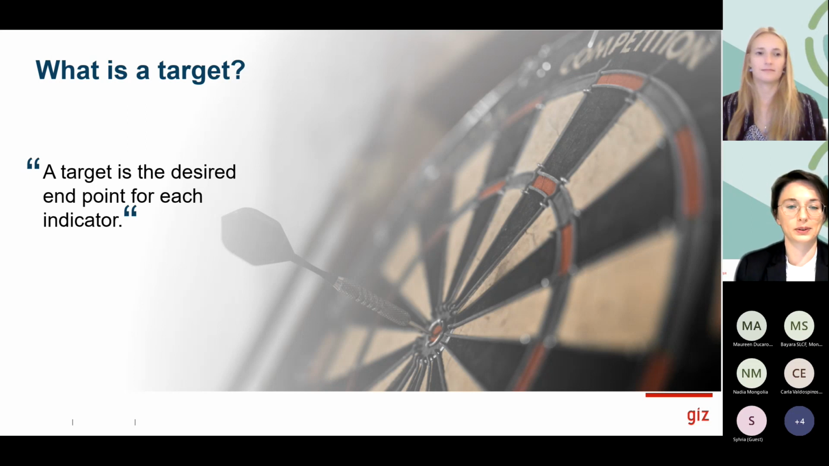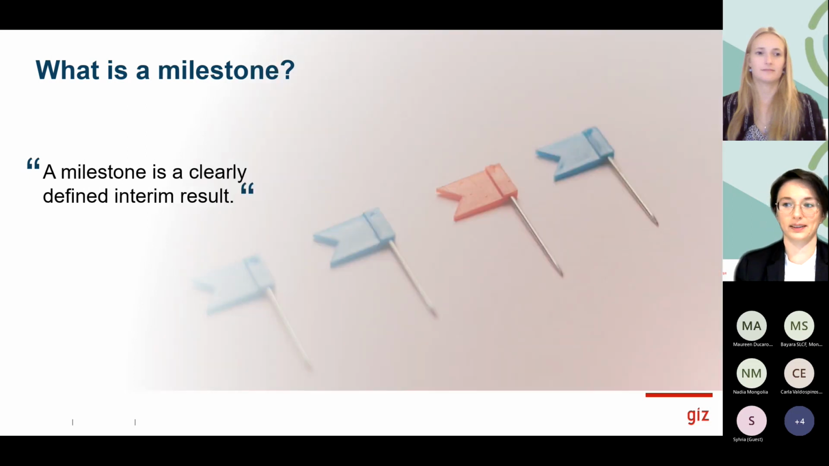We have asked you to use milestones in the Gantt chart. What are milestones? Milestones are interim results. They are not mandatory to use, but only there as a help for your project management. Milestones are points along the desired trajectory from baseline to target. They can help you to track the progress and identify any underperforming areas. They are most frequently used on the output level.